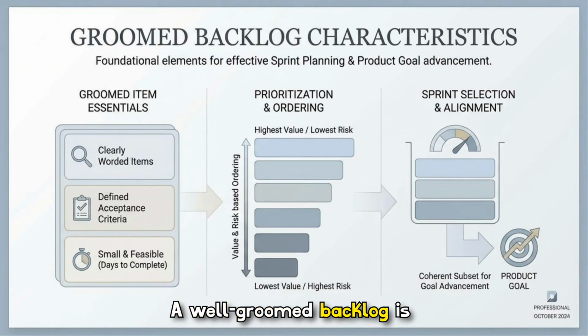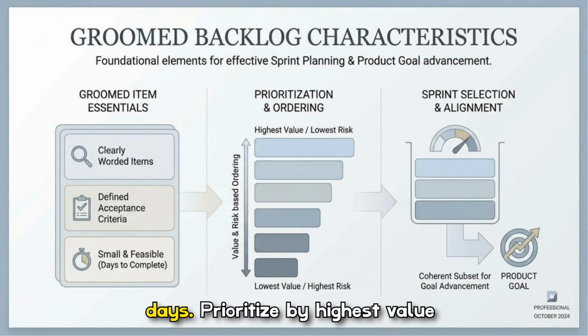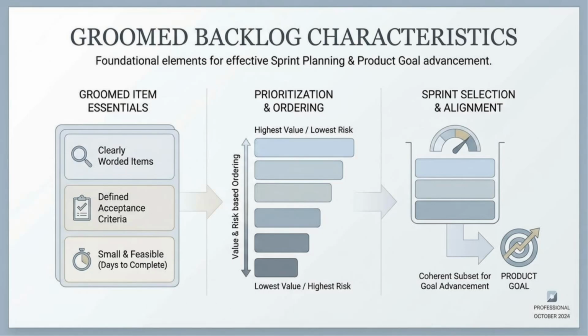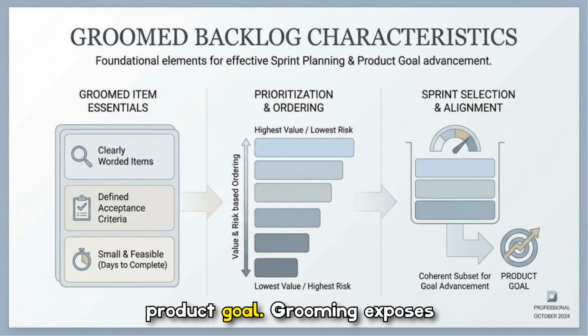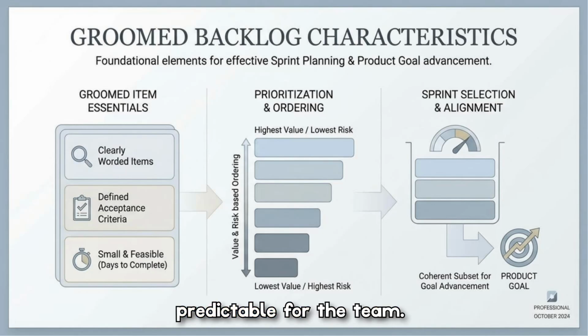A well-groomed backlog is foundational. Items should be clearly worded, have defined acceptance criteria, and be small enough to complete in days. Prioritize by highest value and lowest risk, so work flows logically, and select a coherent subset that advances the product goal. Grooming exposes hidden work and makes sprint selection faster and more predictable for the team.